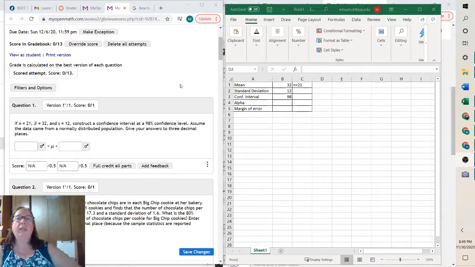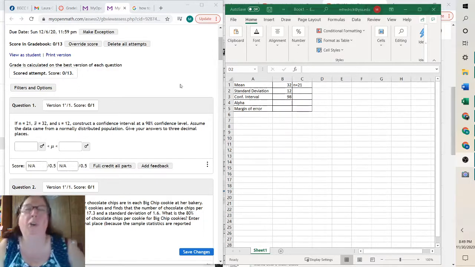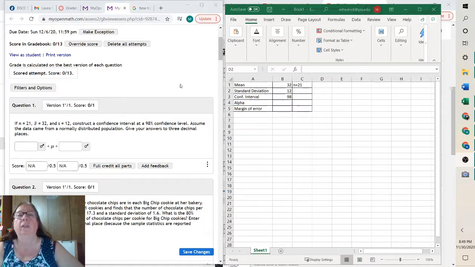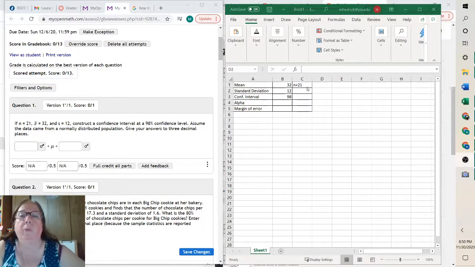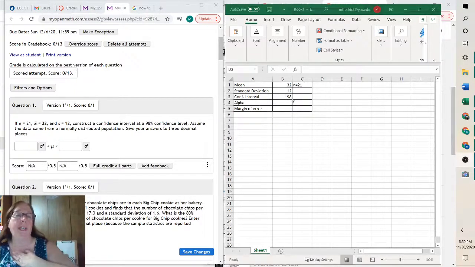To use the Excel file, it's a little harder than the calculator, but it can be done. Looking at the first question, the sample size was 21, so I put that here. I tried to put everything on here. The mean is 32. Standard deviation was 12, and we wanted a confidence interval of 98.